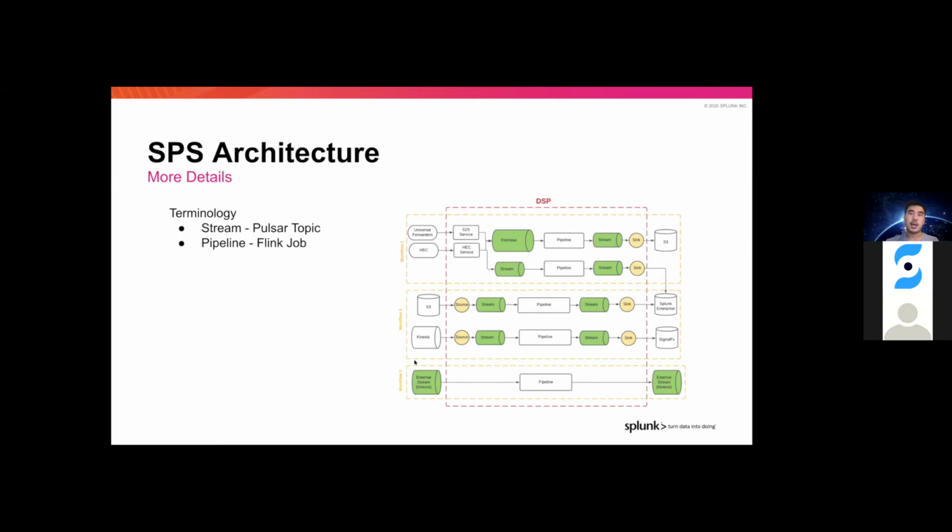We also have an interesting idea with external streams, in case you're connecting to an external message bus and you don't want to move the data into Splunk, for whatever reasons. We support the idea of external streams, like reading directly from Kinesis into a pipeline and then writing the data out as well.